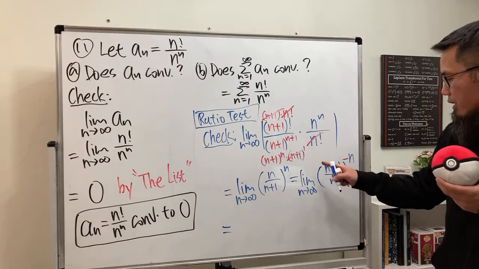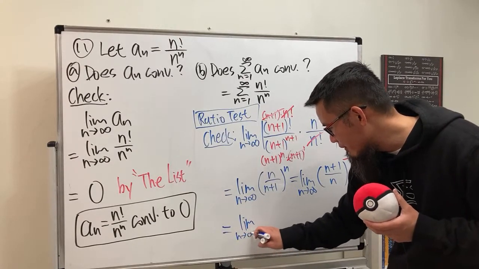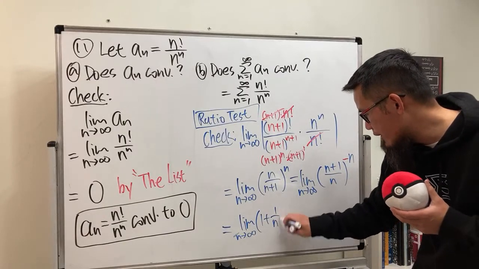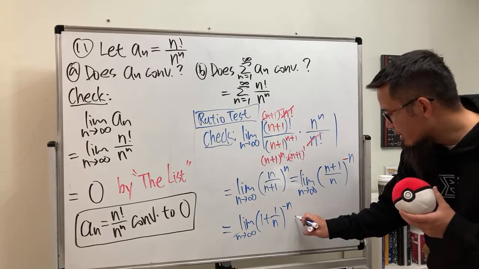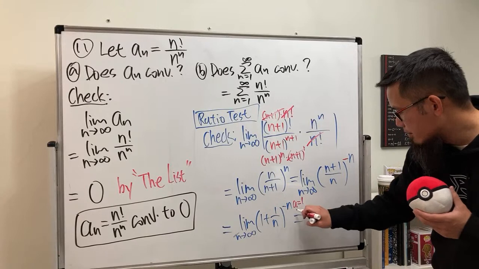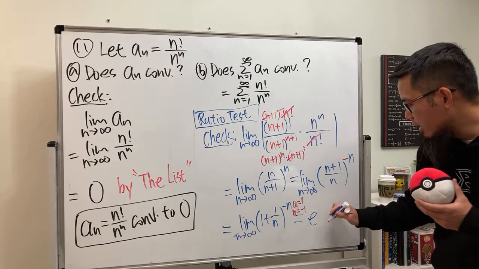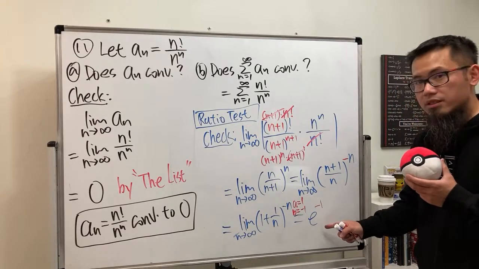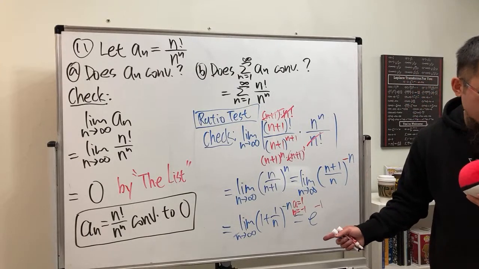Anyway, continue. Split the fraction. This becomes the limit as n goes to infinity of 1 plus 1 over n raised to the negative nth power. This right here tells us a is equal to 1, b is equal to negative 1. Thus, this is e to the negative 1 power. And now, what does this do? This is 1 over e, good, but what does this do?